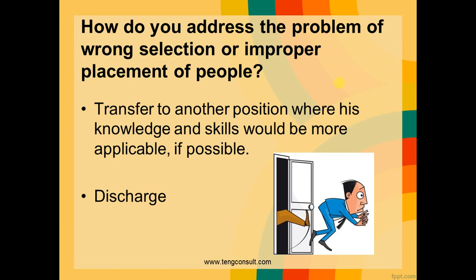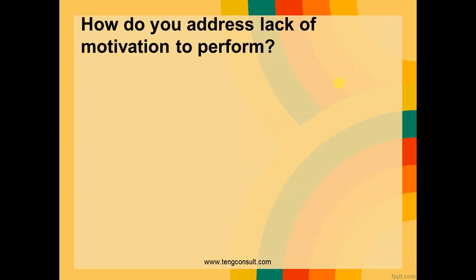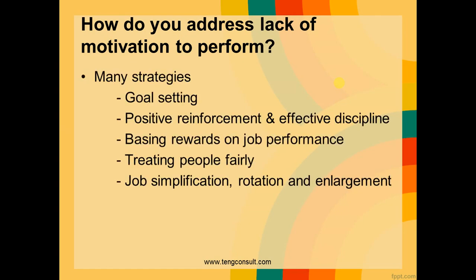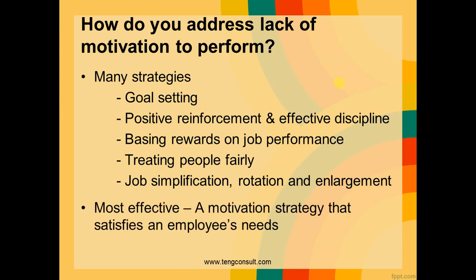If the employee has sufficient job knowledge but has an improper attitude, this may be classed as a motivational problem. Some of the motivation strategies that have been shown to work are goal setting, positive reinforcement and effective discipline, basing rewards on job performance, treating people fairly, job simplification, rotation, and enlargement. The one I find the most effective is the strategy that satisfies the employee's need for intrinsic rewards.